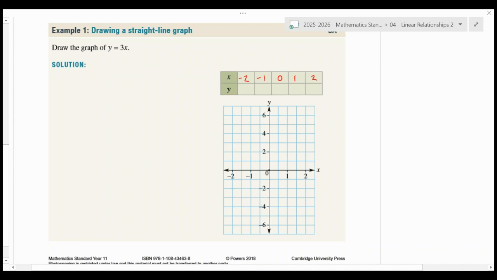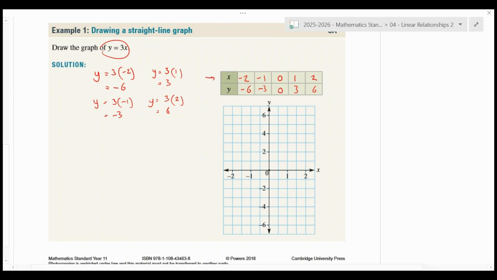Okay, now what we're doing is subbing these values into that equation. So if we start with the -2, we go y equals 3 times -2, which will equal -6. So that's what we're going to have for our dependent variable. The next one is y equals 3 times -1, which will give you -3. y equals 3 times 1 will give you 3. And y equals 3 times 2 will give you 6. Now, I didn't do y equals 3 times 0 because 3 times 0 is 0. I shouldn't have to write that down.